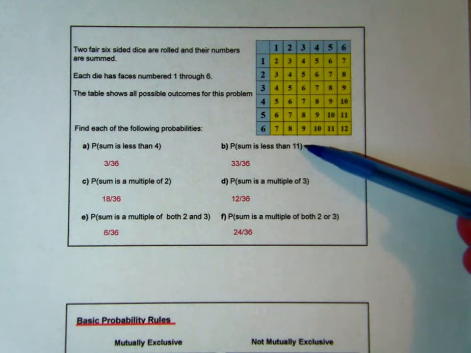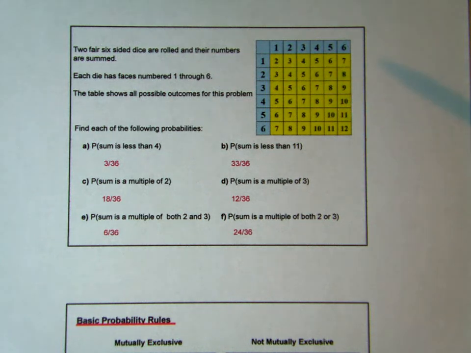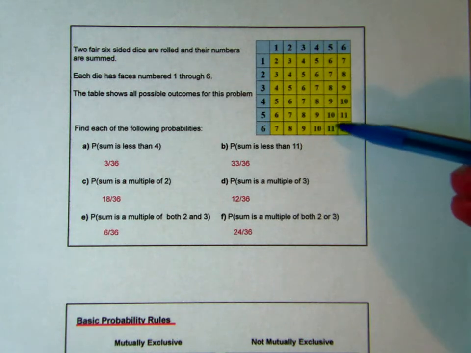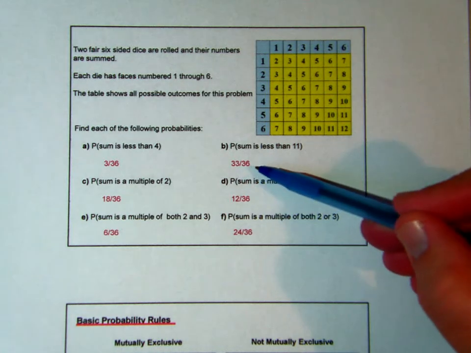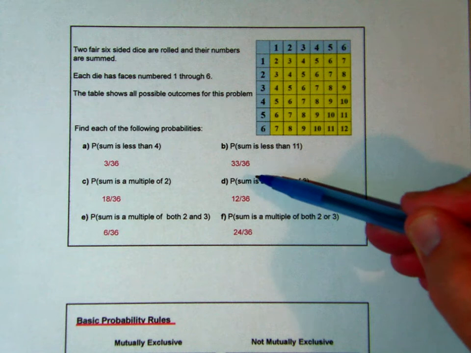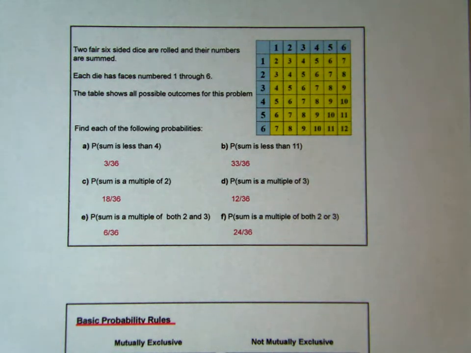Okay, sum is less than 11. Well, less than 11 would be the 10, 9, 8, and so on, all the way down to the 2. Now, this is one of those situations where it might be easier to use the fact that we know all the probabilities have to sum to 1. So figuring out 11 or more is a 3 out of 36 chance. That means everything else would be a 33 out of 36 chance. So rather than counting up the 33 boxes that represent what we're trying to find a probability of, it's easier to count the 3 and then subtract from the total of 36 out of 36.